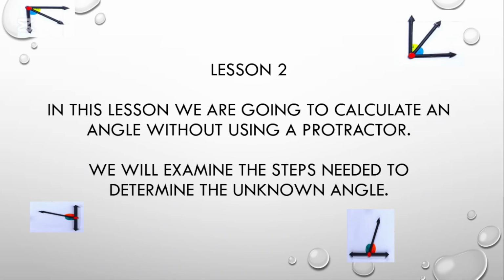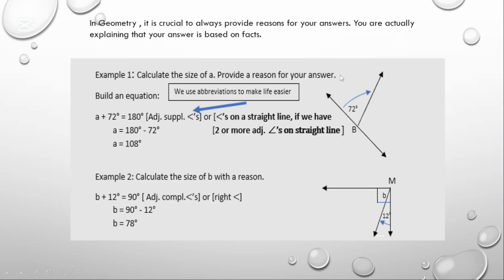Knowing how to solve an unknown angle prepares you to solve unknown angles in a variety of diagrams. If you followed chapter 2, lessons 1 to 3, you will have no problems with this lesson. So what are we going to do today? In this lesson we are going to calculate an angle without using a protractor. We will examine the steps needed to determine the unknown angle.